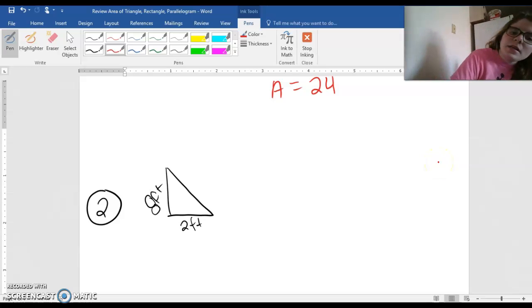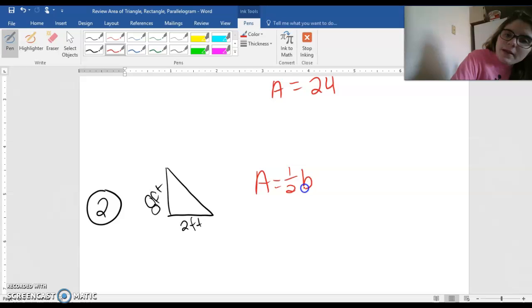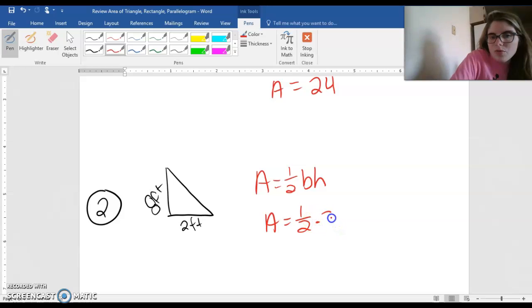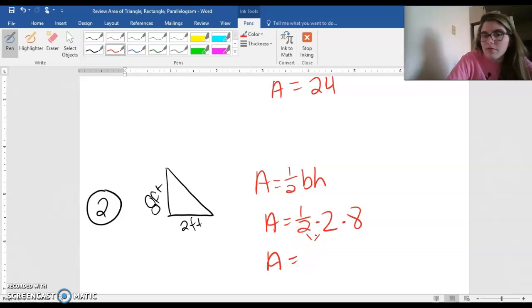On the next one, again, the area is going to equal 1/2 base times height. So I have area equals 1/2. My base is going to be 2, and my height is going to be 8. So my area, if I multiply half and 2, so half of 2 would be 1, times 8. So my area would be 8.